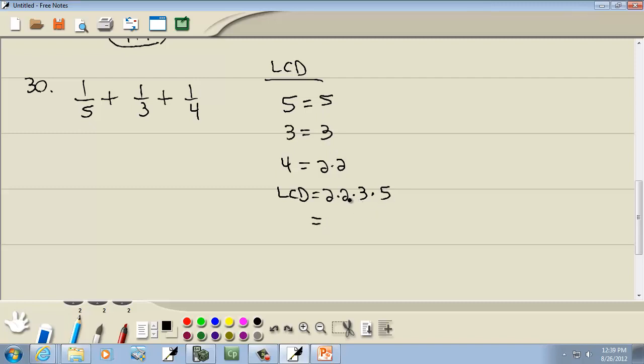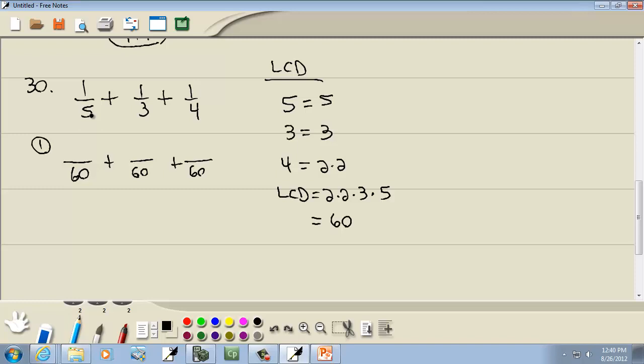That's 2 times 2 is 4, times 5 is 20, times 3 is 60. So we're going to rewrite each one of these fractions with a new denominator. And again, you have to think, what did you multiply by the old denominator to get the new one?